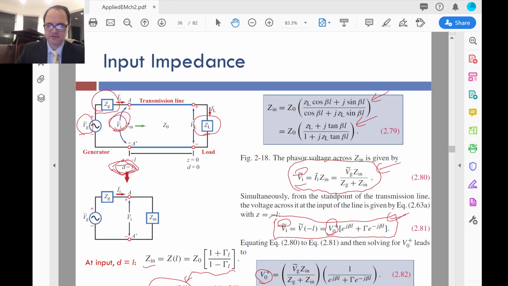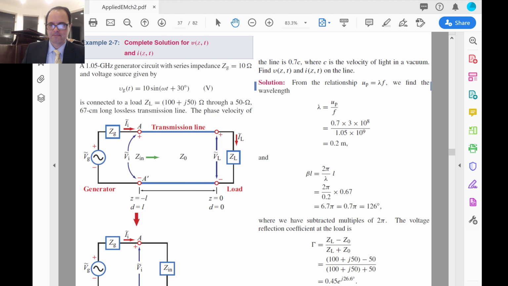So if we have all the quantities we need to calculate the input impedance, as well as the excitation of the generator, V sub G, the voltage of the generator, which is typically given, then we can calculate V naught plus. Okay, so the next example is to do just that. Actually, they want us to solve for the full voltage as a function of position and time, as well as the full current.